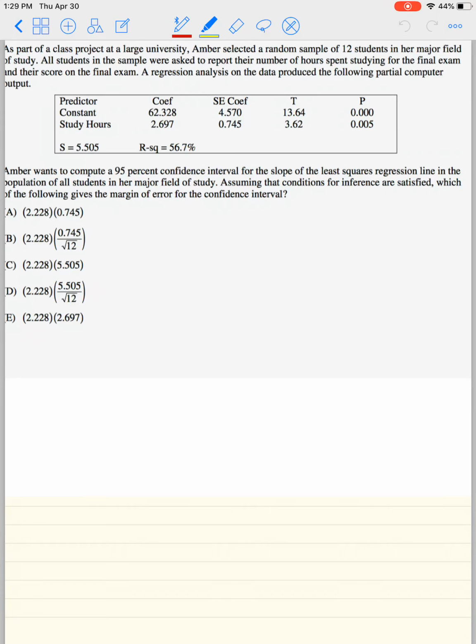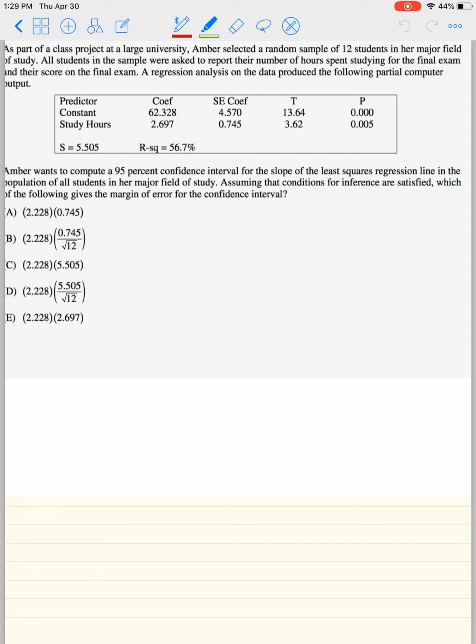Hey guys, in this video, I'm going to teach you how to find a confidence interval for the linear regression. Before I do that, I need to explain to you or remind you what this box is over here. Okay, so let's read it really quickly.